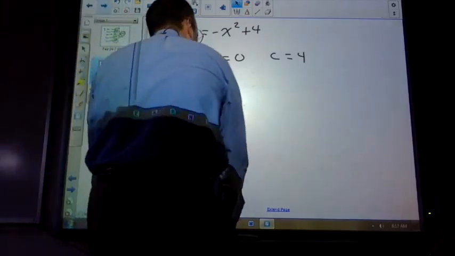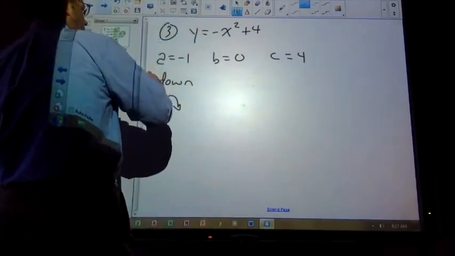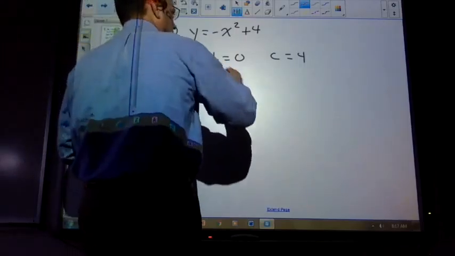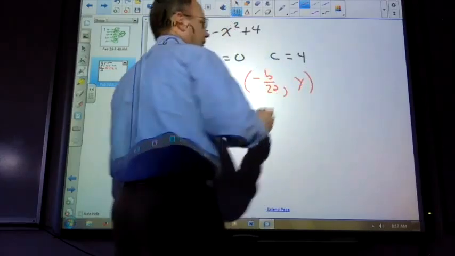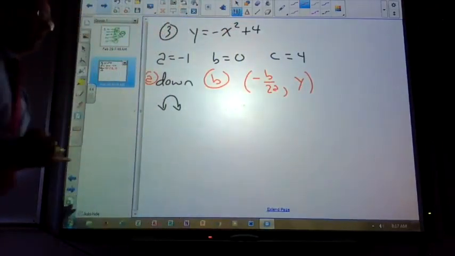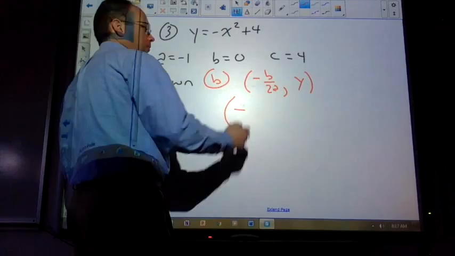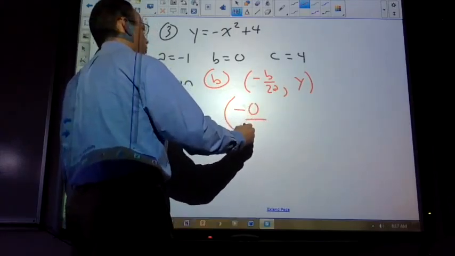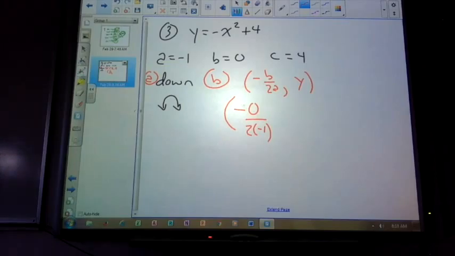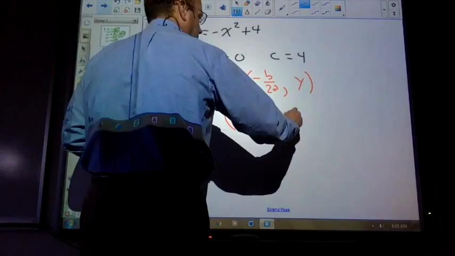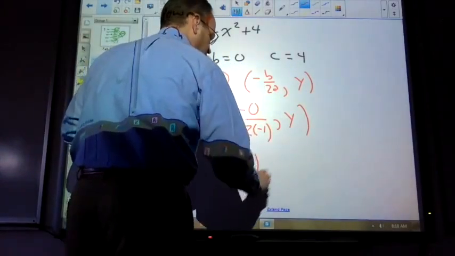For part b, we're going to use negative b over 2a to find the coordinates of the vertex, and then we'll plug that in to find our y value. What is my b value? 0 over 2 times negative 1. What is negative 0 over negative 2? 0. So my x component is 0.